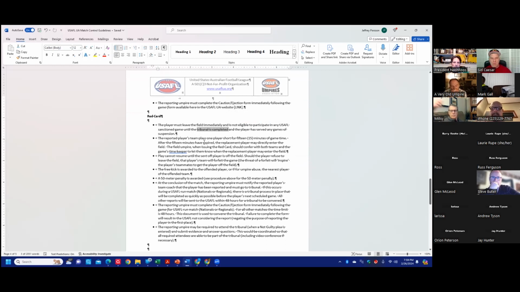The reported player's team plays one player short for 15 minutes of game time. So in that case, you're not bringing a sub on. You're just sending a player off. And if it's 18 aside, now it's 17 versus 18 for 15 minutes of game time. At the end of that 15 minutes, the replacement player may come on. They don't have to wait for a break in the play. They can come on directly once those 15 minutes of game time have expired.